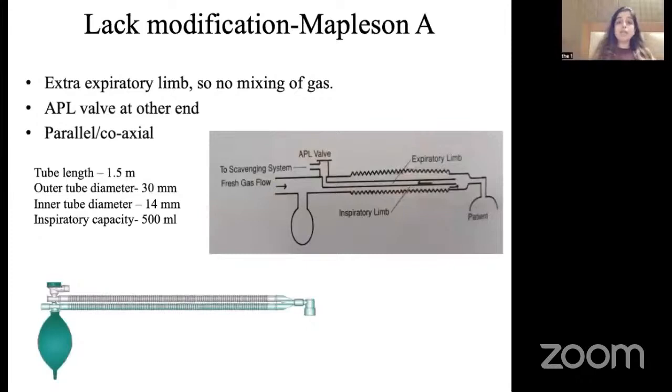Then comes the Lack modification of Mapleson A. Here there is an extra expiratory limb with an APL valve at the other end, and it has two arrangements. It can be coaxial, with the expiratory limb inside the inspiratory limb, or it can be a parallel arrangement with two tubes parallel to each other.